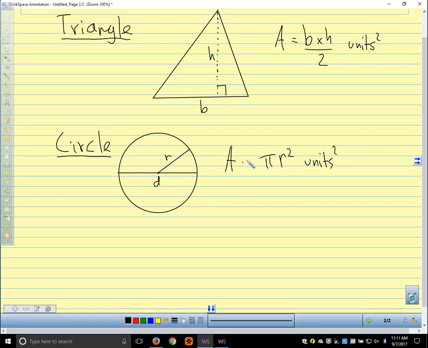Now we give the perimeter of a circle a special name. The circumference.